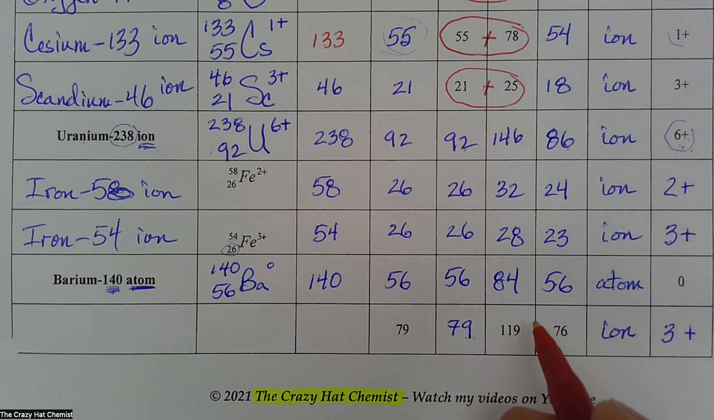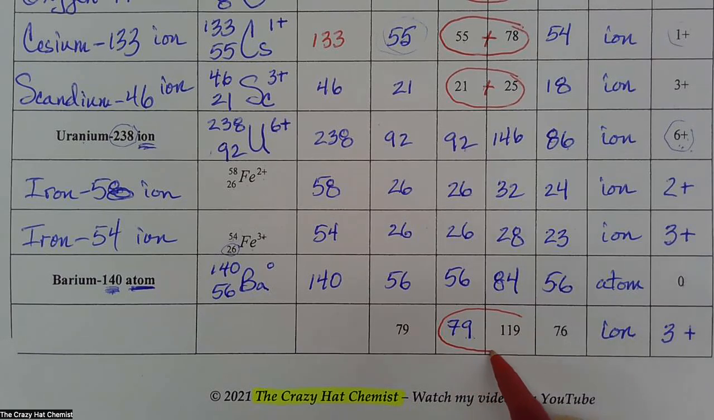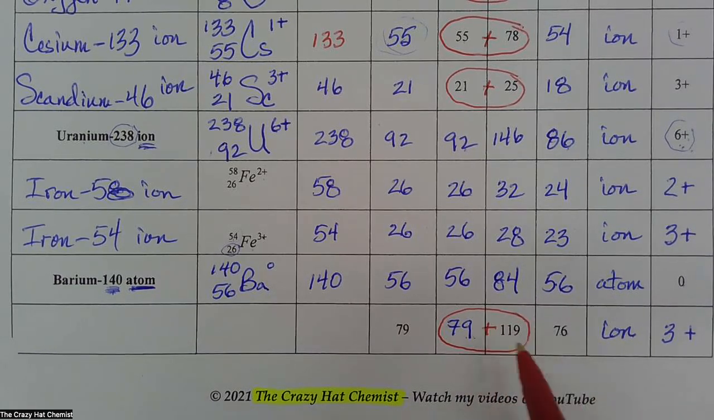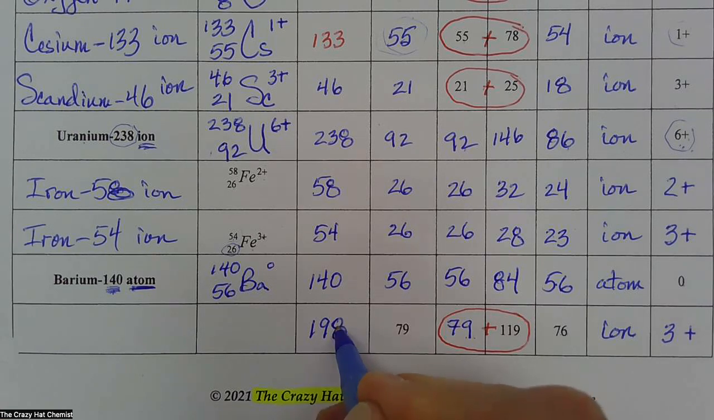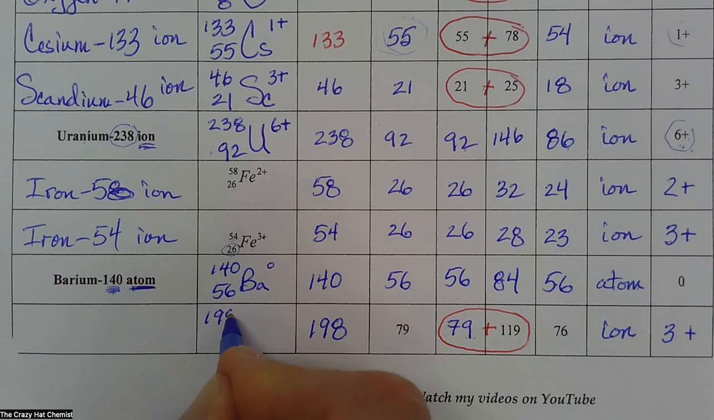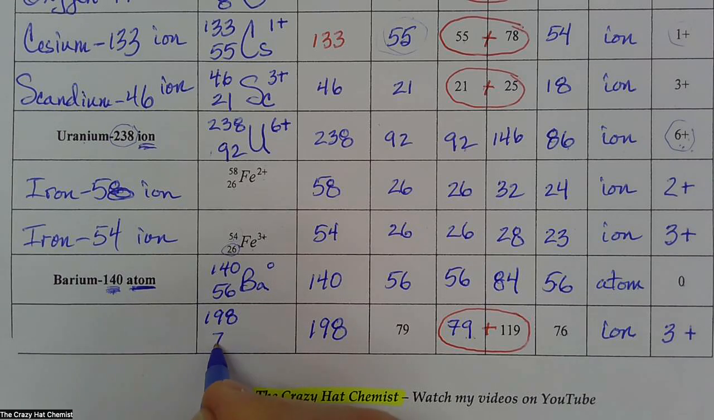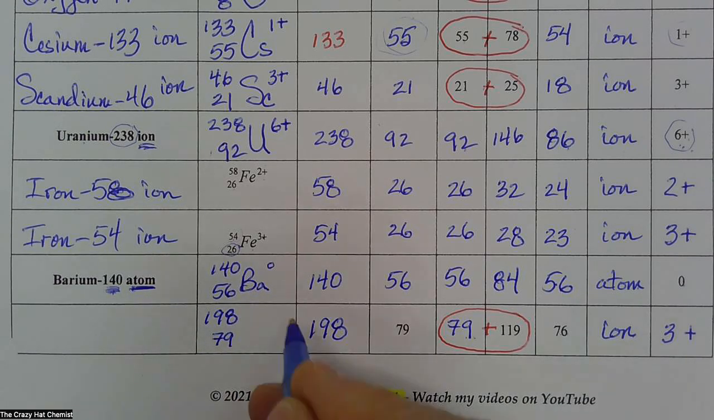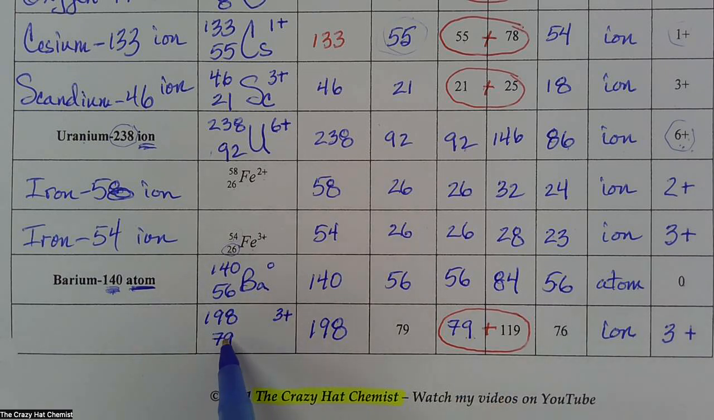If I were to add up the neutrons, the 119, and the protons, the 79, I will get the following number, and that is 198. That 198 is right here as the atomic mass. Right, fantastic. So that 198 goes right up here as the mass. The 79 goes right there. And then I'm going to have a 3+. So now what I need to do is figure out what element it is by this 79, the atomic number. And then I'm going to put that symbol and then write the name of that element.